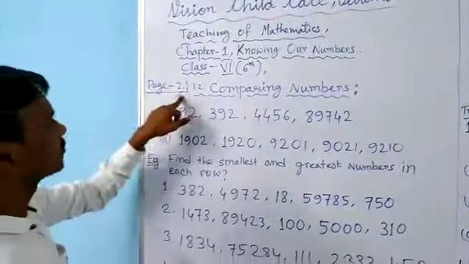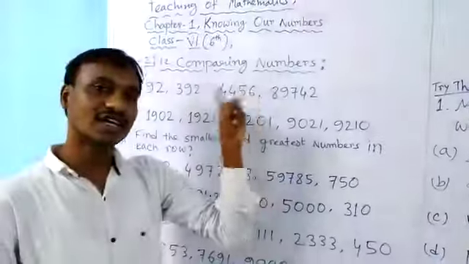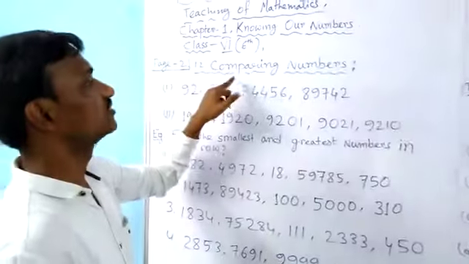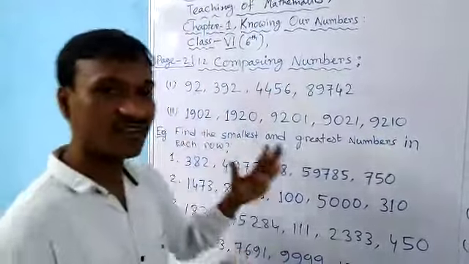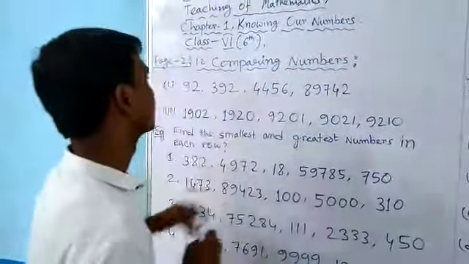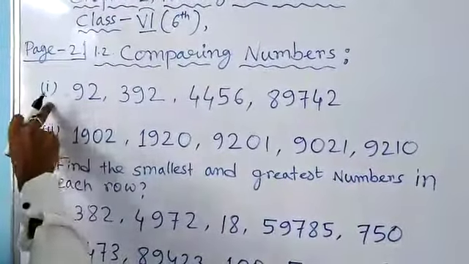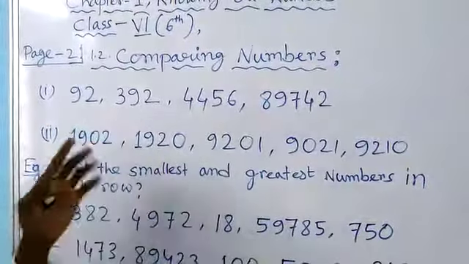First, page number 2, 1.2, comparing numbers. You learned about comparing numbers in the 5th class, but now we compare numbers in a variety of types. How? First example, there are 5 numbers.